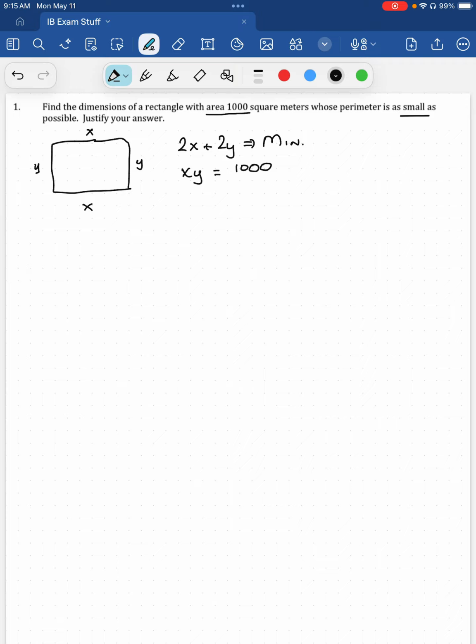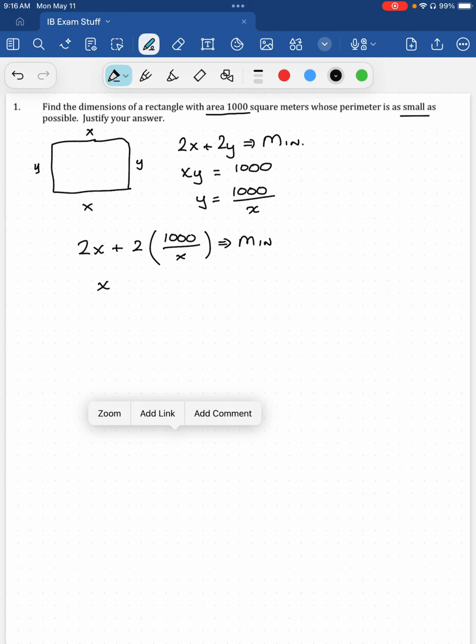So we're going to rearrange this equation. I could choose either one. I'm going to go ahead and say y is 1,000 over x, which means my equation now can become 2x plus 2 times, instead of y, 1,000 over x. And that's what we're attempting to minimize. So that is what we're going to take the derivative of once we simplify. So we're going to have 2x plus 2,000 over x. And that's going to be what we refer to as our function.